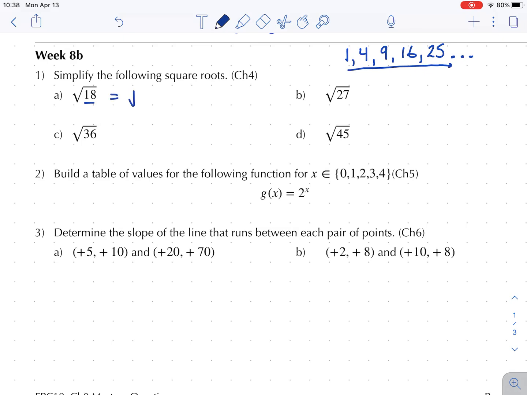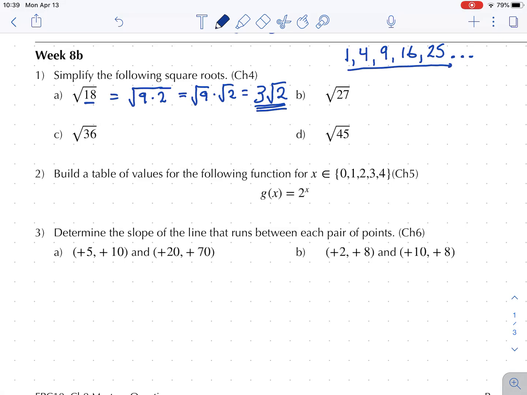So I rewrite this as the square root of 9 times 2, because 9 times 2 is 18. Then I'm going to separate this out to be the square root of 9 times the square root of 2. We can do that. That's just one of the rules of working with radicals. Then the square root of 9 will be equal to 3. So this will become 3 times the square root of 2. This is my simplified form. The square root of 18 is equal to 3 times the square root of 2.